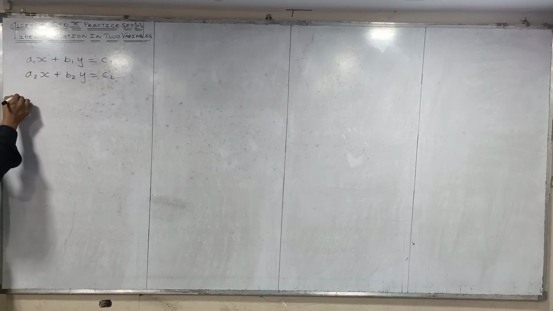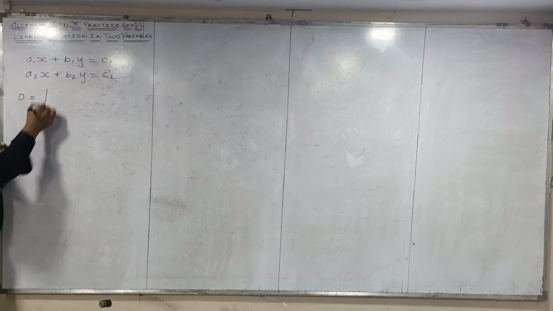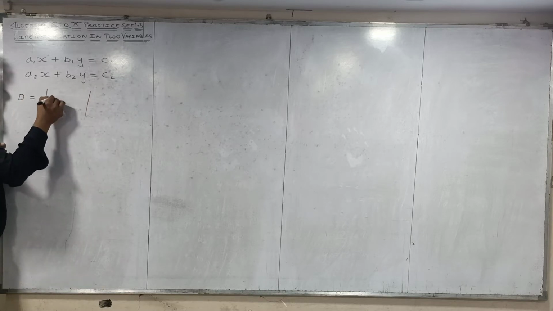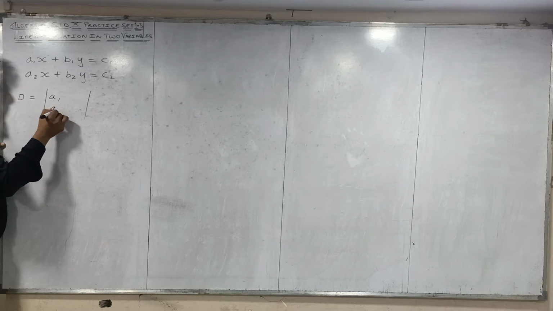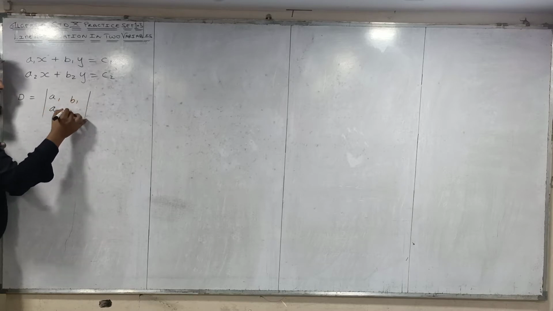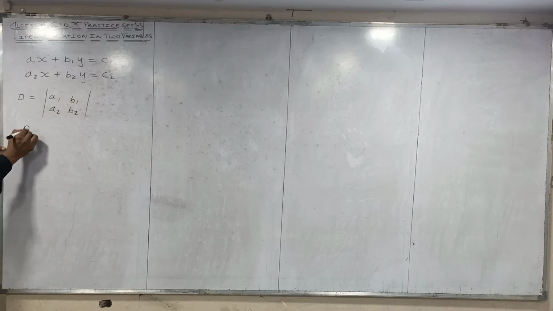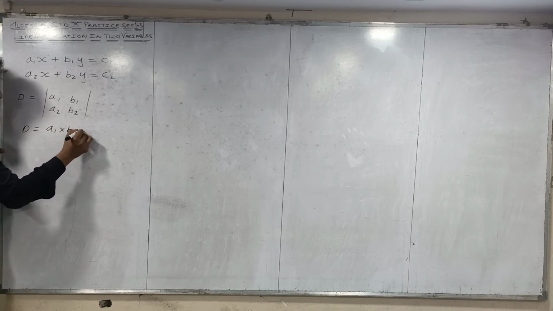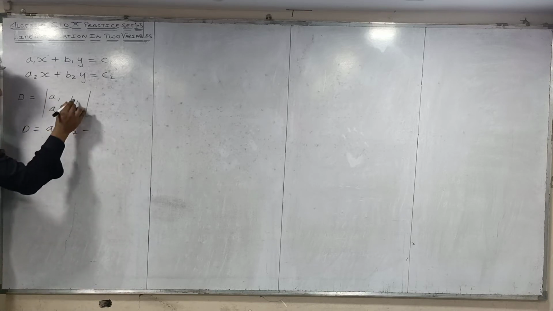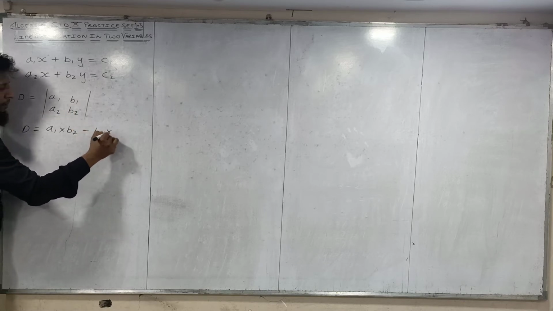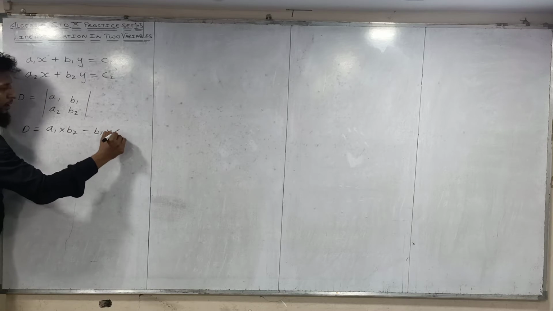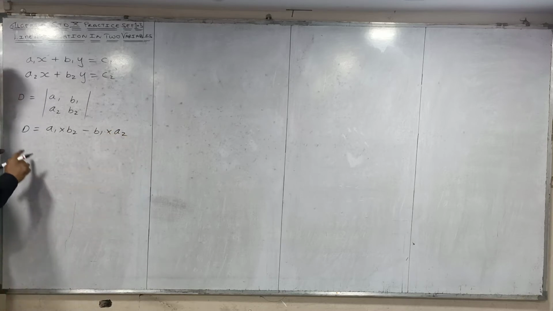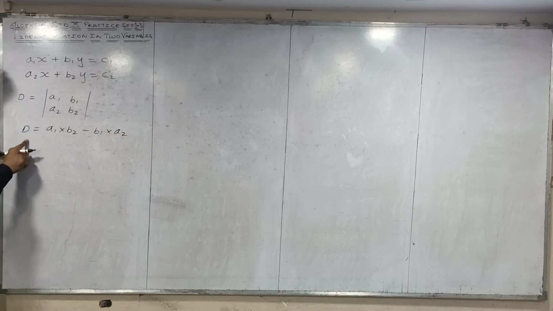In this you have to find D first. What is the formula for D? With a1, a2, b1, b2, D is equal to a1 multiplied by b2, put a minus sign, then b1 multiplied by a2. This is the formula for D.